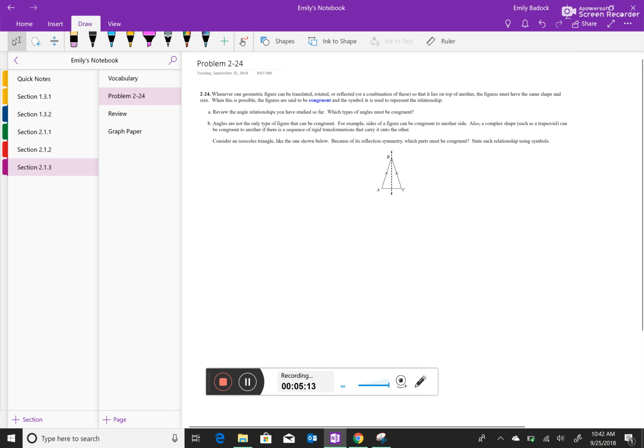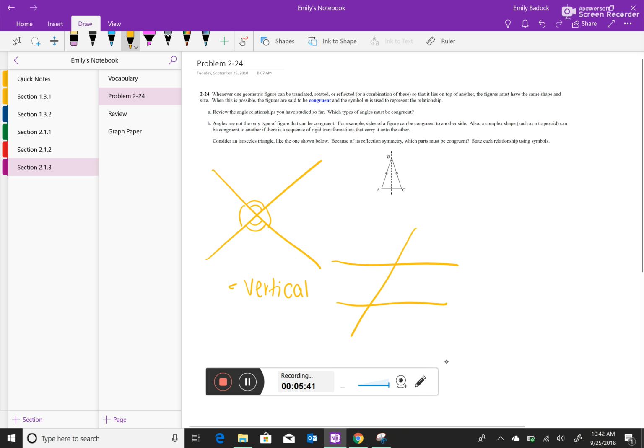So review the angle relationships you have studied so far. Which types of angle measures are congruent? So if we draw this guy right here, we can talk about our vertical angles being congruent. So we've got vertical angles. We also have corresponding angles. So if you see something like this, that guy is equal to that guy, so corresponding.